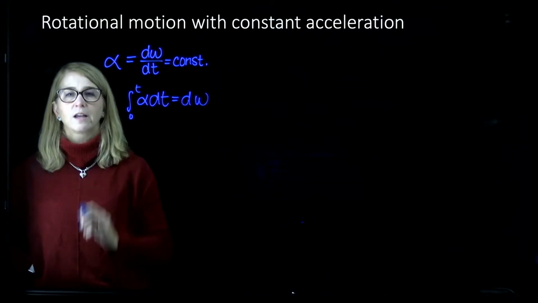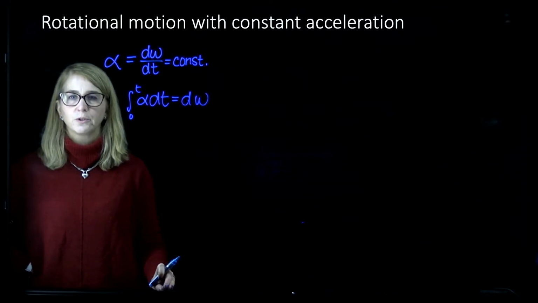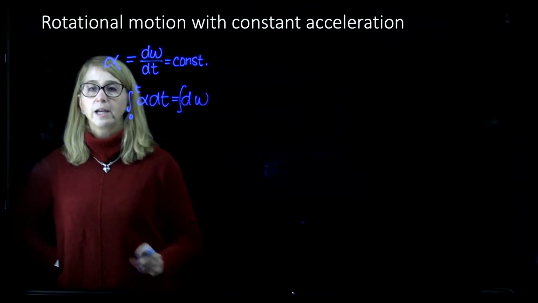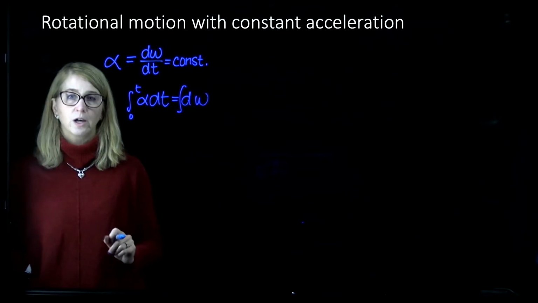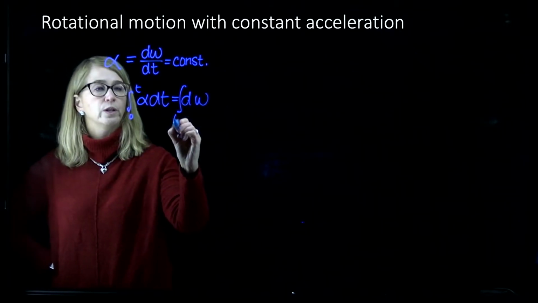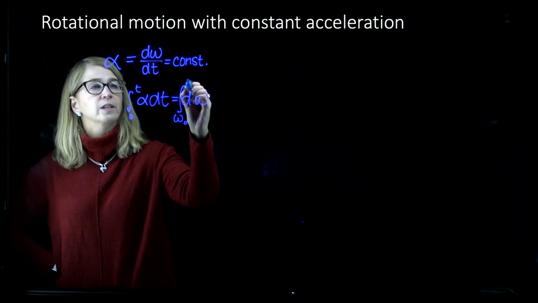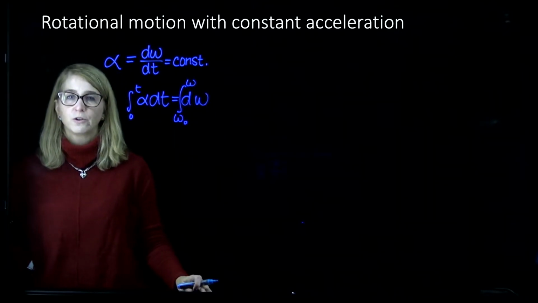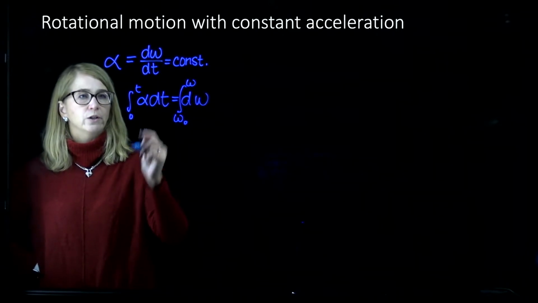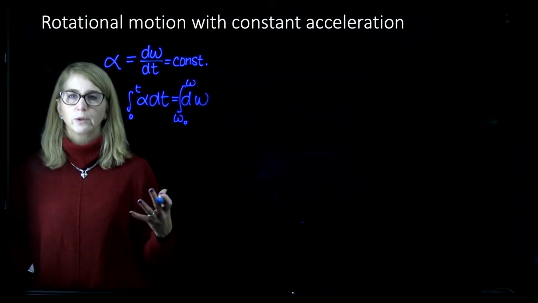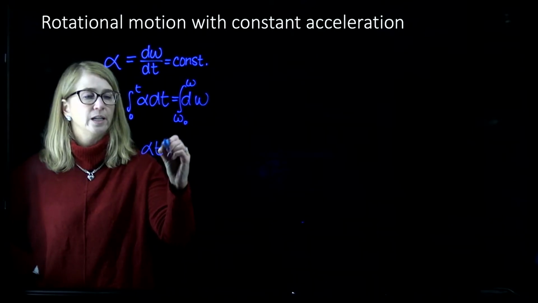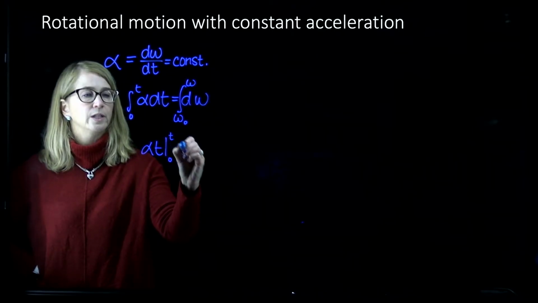So on the left-hand side, I'm going to integrate time from 0 to some time t. And our limits for omega have to match up with our limits for time. So the omega when t was 0, we usually call omega naught. And then the omega at some arbitrary time, we just call omega. So I integrate the left-hand side. Really all I'm doing is integrating dt, and so I get alpha times t, evaluated at 0 and t.